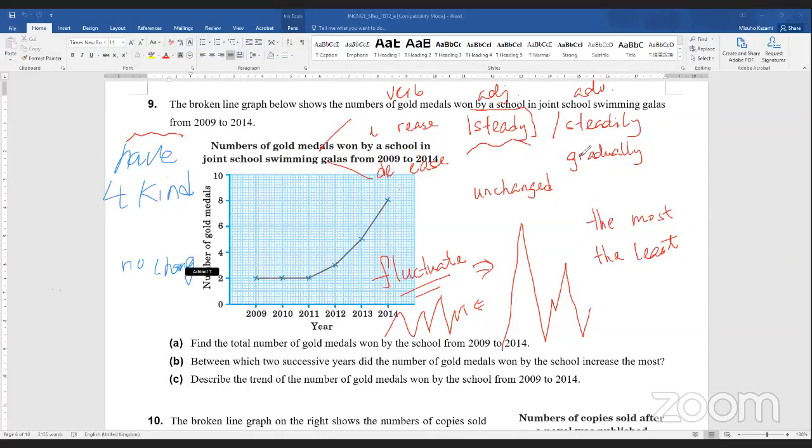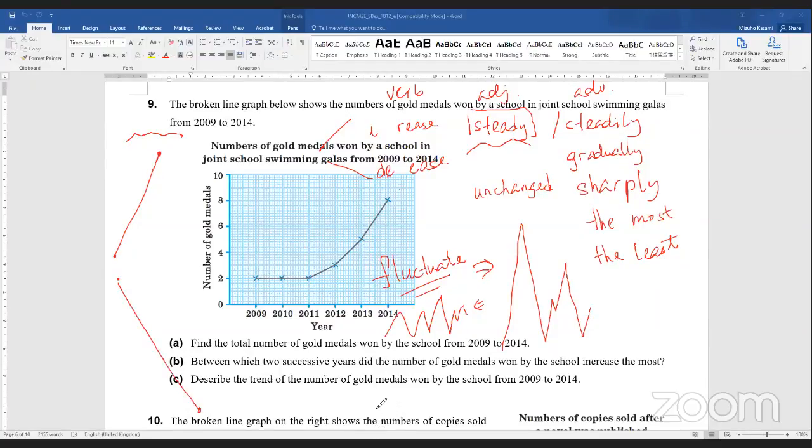Okay, and then we can also have some words like sharply. Then it is quite sudden. Okay, maybe from this part to this part, then we may say that it increased sharply, or we can have decreased sharply. Okay, right.